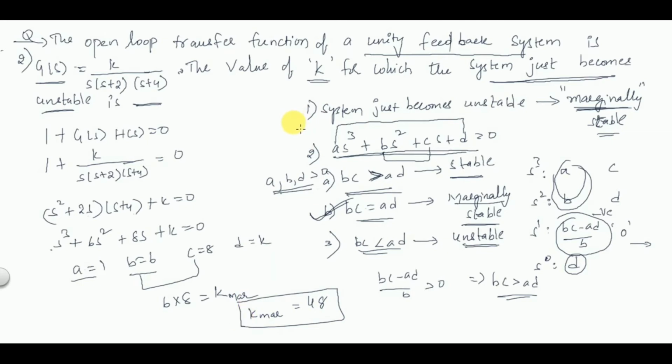So remember these two points, that is very important. If the system just becomes unstable, it means it is marginally stable, and if you have the equation of this form, just remember these three conditions and you can solve directly.